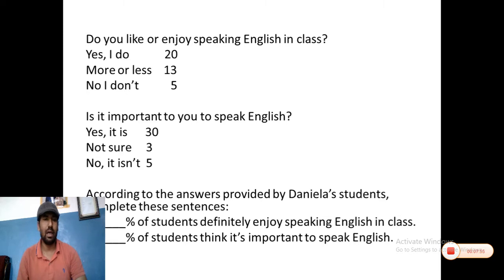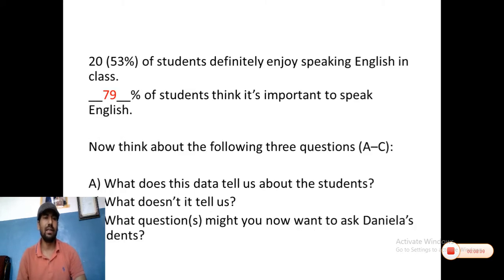Can you think of the percentage? And what percent of students think it's important to speak English? You can just fill out the blank space there. Okay, the answers given here, 20. 20 students said, that means 53% of students definitely enjoy speaking English in the class. And the next one, 79% of the students, they think it's important to speak English. So that is the data, 53%, 79%.